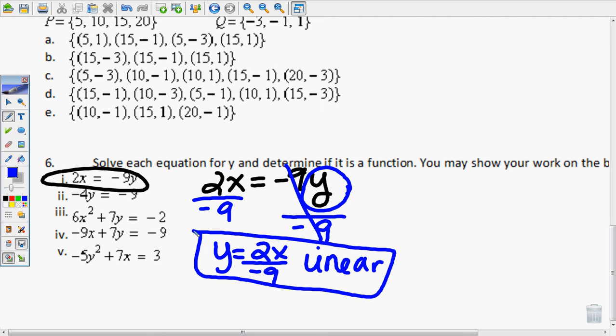That's it. You stop right there. I'm not asking you to turn into a decimal. I'm not asking you to do anything else. Get y by itself and tell me if it's a function. That is all you're doing. So you're going to do the other 4. If you don't have enough space in the front, please be sure to use the back.